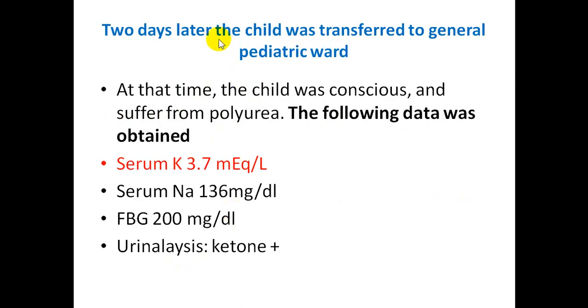Two days later, the baby stabilized and was transferred to the general pediatric ward. At that time, the child was conscious and still suffered from polyuria. The following data was obtained. Serum potassium slightly elevated within the normal range after it was decreased in the night tour, as we remember. Serum potassium within the normal range now after correction of diabetic ketoacidosis. Fasting blood glucose still elevated, 200, and urinalysis shows just 1 plus of ketone.